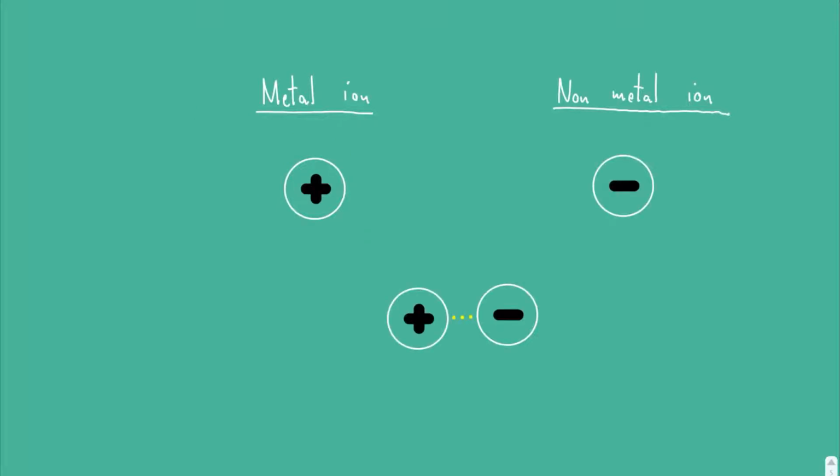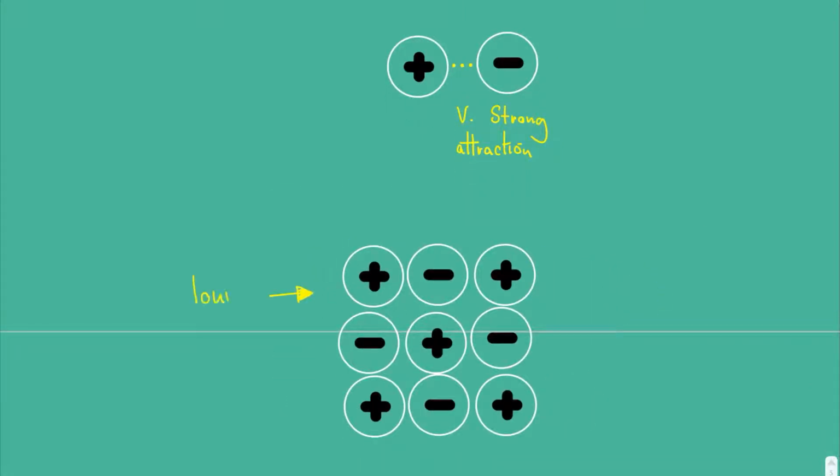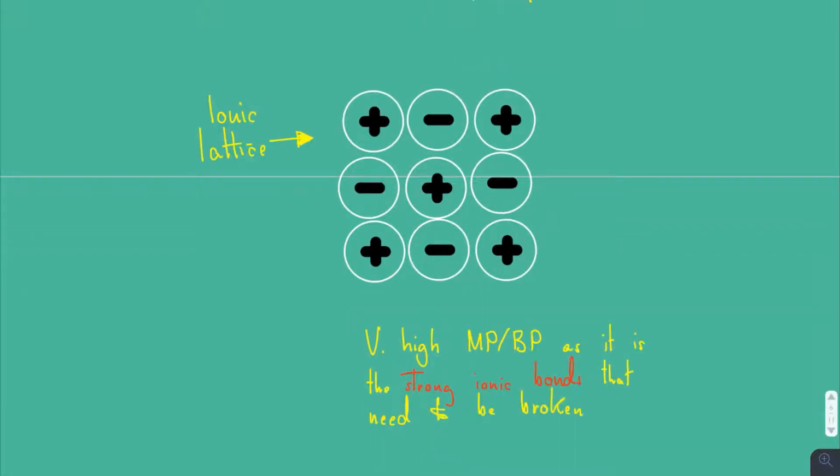Okay. So once we form the metal ion and the non-metal ion, they become strongly attracted to the opposing charge of the other ion. And this forms a large repeating lattice pattern of positive, negative, positive, negative, positive, and negative ions. Ionic compounds tend to have high melting points and high boiling points, as it's the strong ionic bonds that need to be broken up in order to break up the lattice.